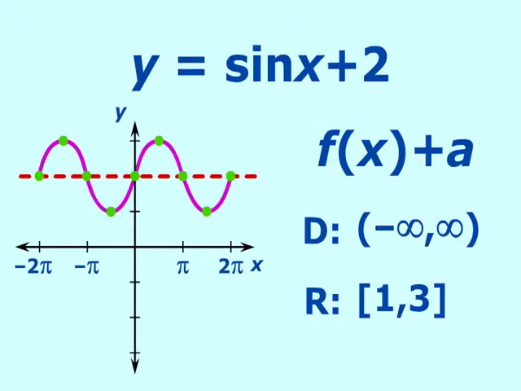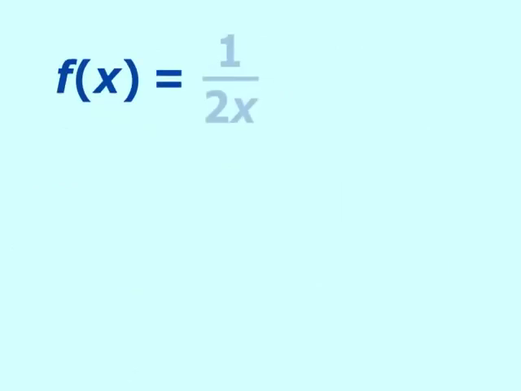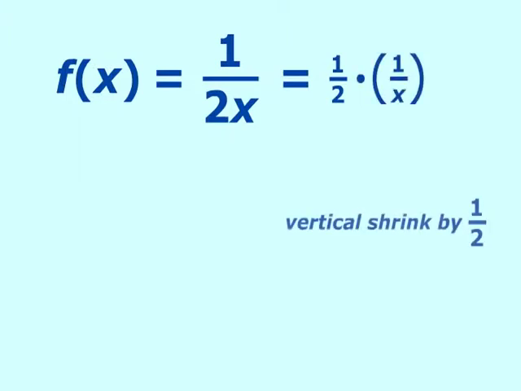Now let's go to another type. Here's the example. f of x is equal to 1 over 2x. Let's rewrite that to 1 half times 1 over x. So this one actually is a vertical shrink of 1 half and is of the type 1 over a f of x. Now to graph that, we are going to graph our reciprocal function, and we are going to shrink it vertically by a half.